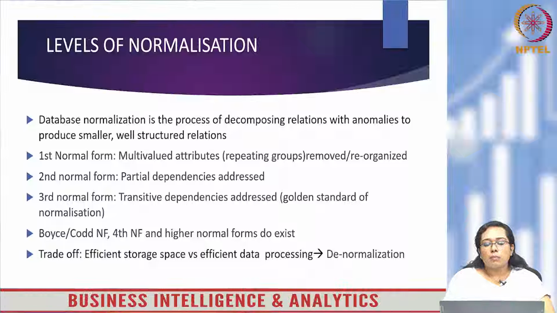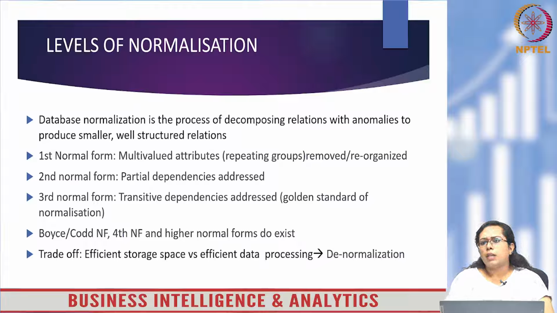The first normal form says that there should not be any multi-valued attributes. We will see all this in detail, I am just reading it out as of now. The second normal form states that all partial dependencies should be addressed. Third normal form states that all transitive dependencies should be addressed, or there should be no transitive dependencies.